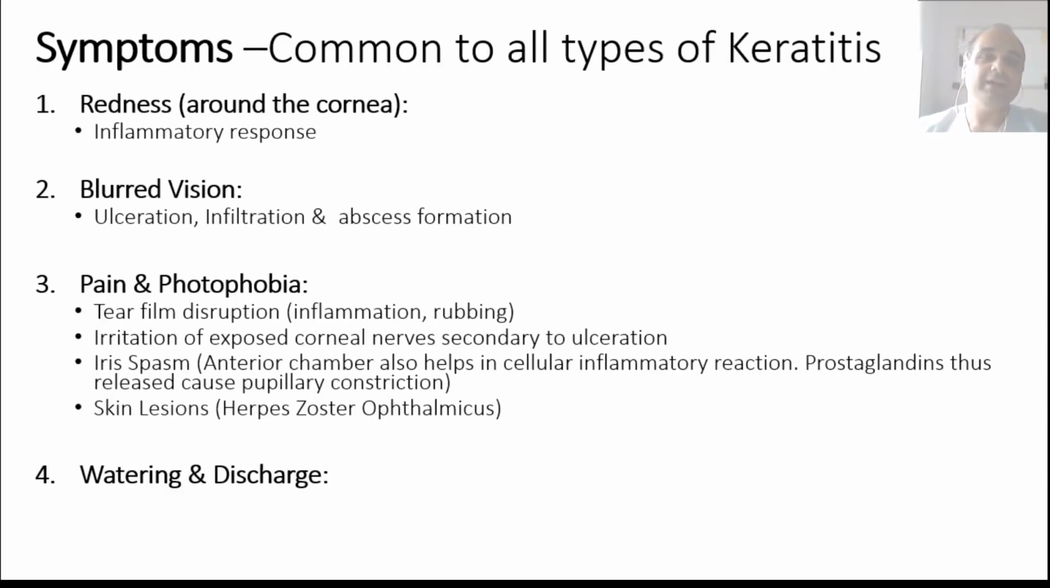Iris spasm, that is why there was a disparity between the two pupillary sizes. Remember, one of the sources of inflammatory cells is the iris. And if the vessels within the iris are vasodilated, that means there is an effect of inflammation on the iris. Those inflammatory mediators, prostaglandins released, act on the sphincter, or the pupillary constrictor, and it constricts the pupil and makes it smaller.